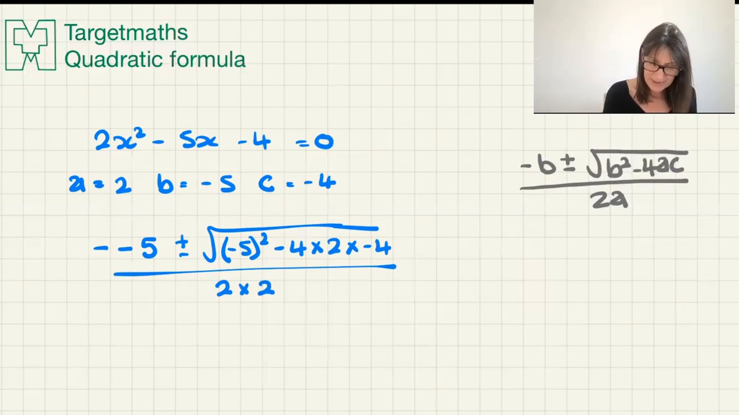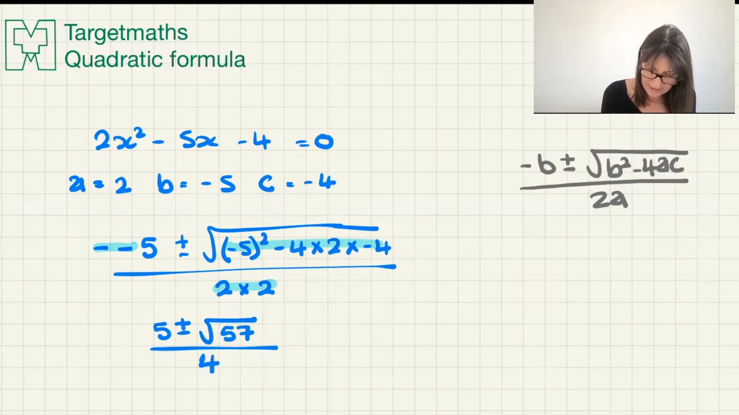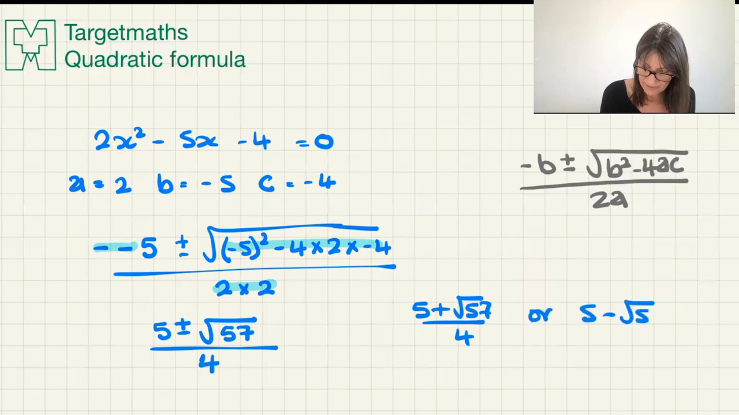When I tidy up this time, I am obviously tidying up what I did before, but I'm also going to deal with that, aren't I? Because there's this extra thing that's come in. So I've got a +5 this time, plus or minus root, and when I sort that out, I get 57, all over 4. So that is going to give me 5 plus root 57 over 4, or 5 minus root 57 over 4. If I put those into my calculator, remember that's surd form, an accurate, perfect answer.